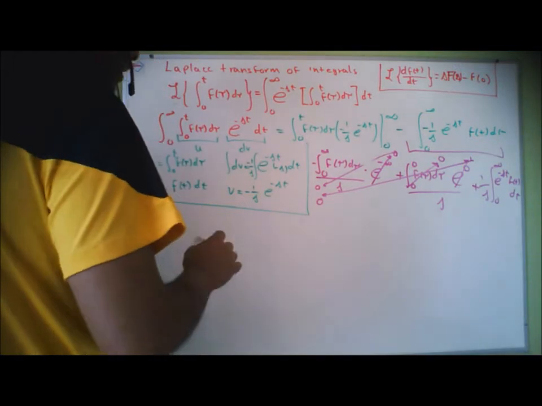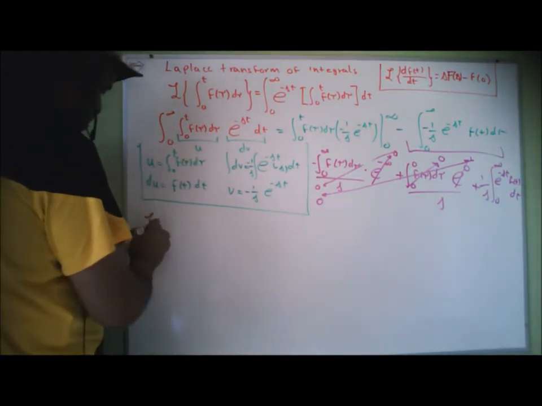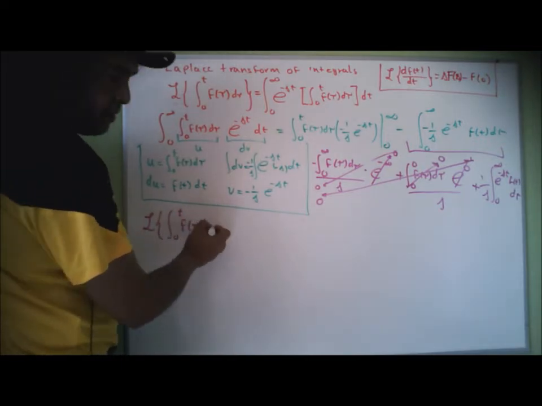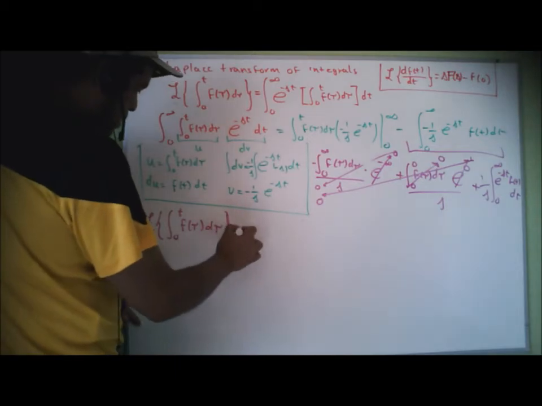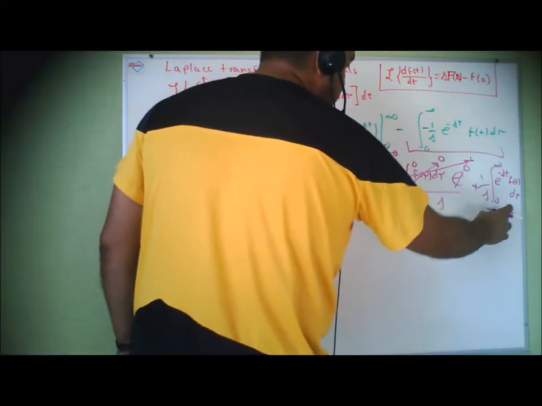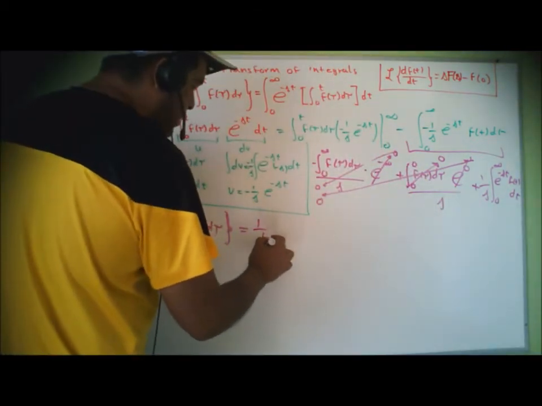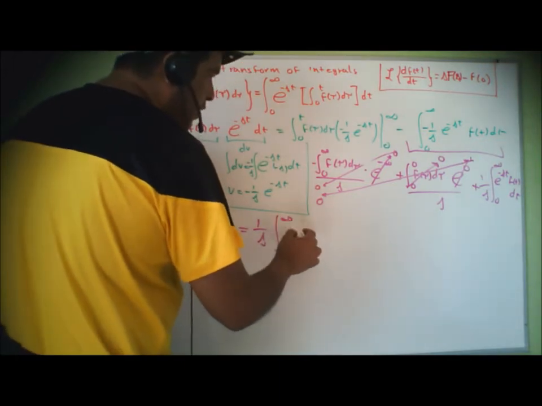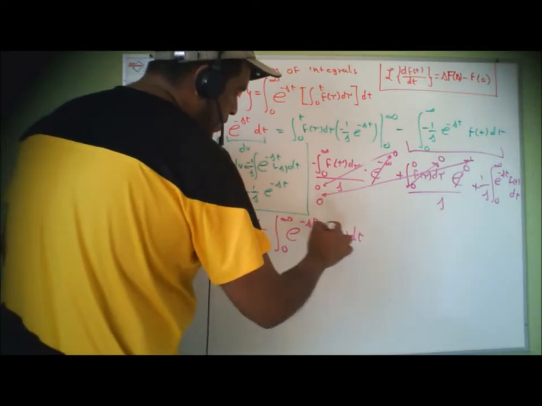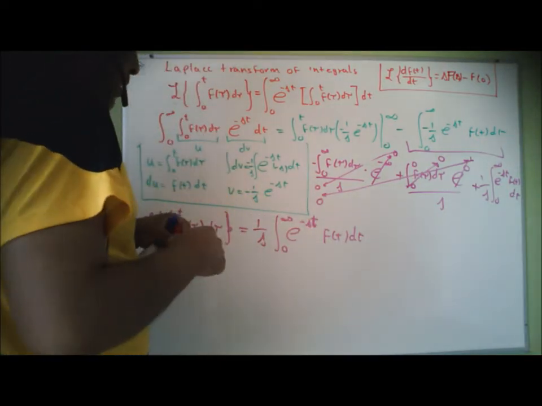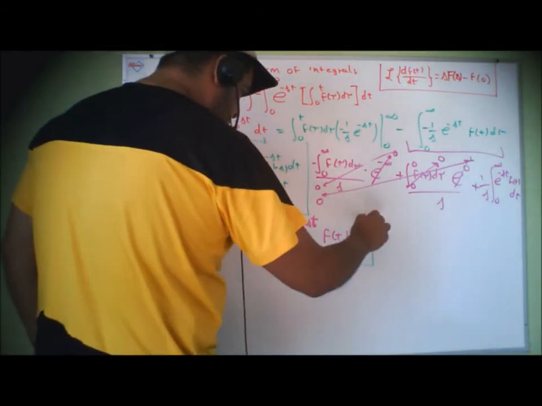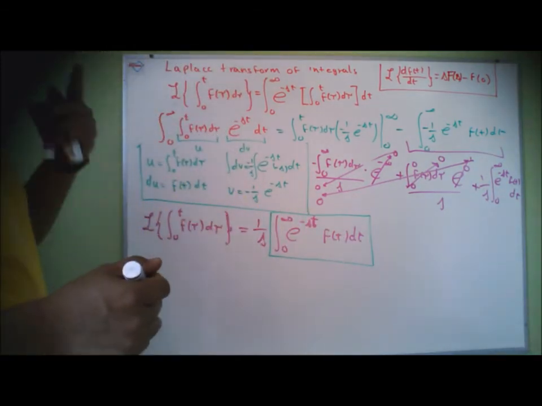So what is left? Okay, just remember where we come from. We have the Laplace transform of the integral from 0 to t of f of tau d tau, and that is equal to only, since this is 0, the only thing left is this part, 1 over s, the integral from 0 to infinity e to the minus st f of t dt. Now, have you seen this before? This part? Well, that is actually the Laplace transform definition.